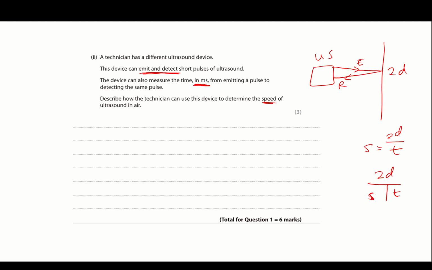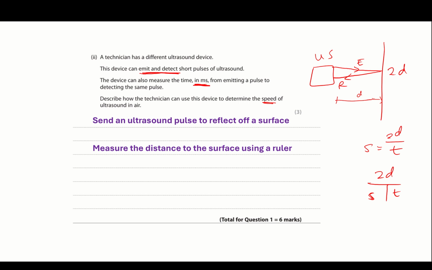And then we've just got to put that into words. So ultimately, measure this distance using a ruler, time it, get the time, and the speed is 2 lots of that distance divided by time. So send an ultrasound pulse to reflect off a surface, mark. Measure the distance to the surface using a ruler, mark. Speed equals 2 lots of the distance divided by the time.